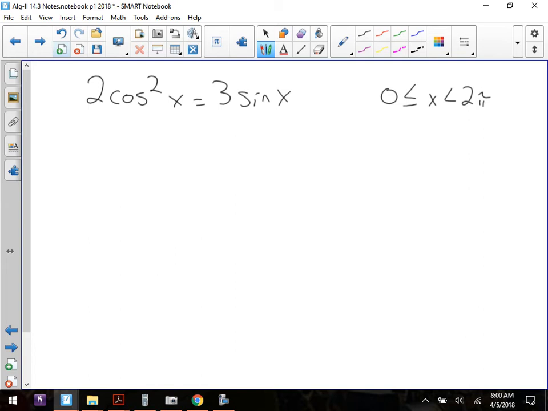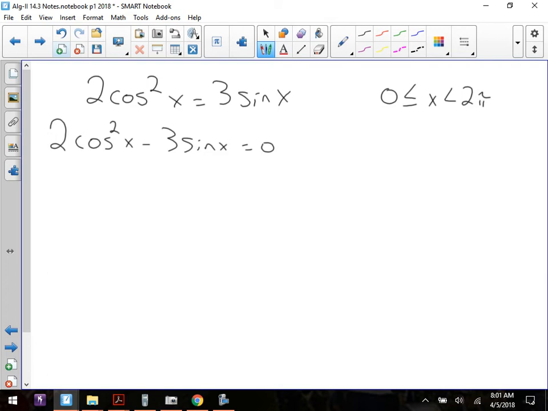Bring it over. I get 2 cosine squared minus 3 sine x. And I have that. Okay with that? Now, this is where we have to make a decision on how to rewrite in terms of one trig function. The idea here a lot of times is to always rewrite the squared term in terms of the non-squared term, because the squared terms have Pythagorean identities to them. For example, sine squared plus cosine squared is 1, which means cosine squared can be rewritten as 1 minus sine squared.